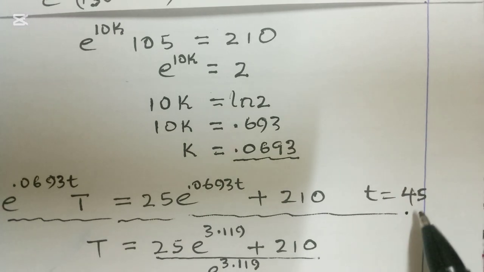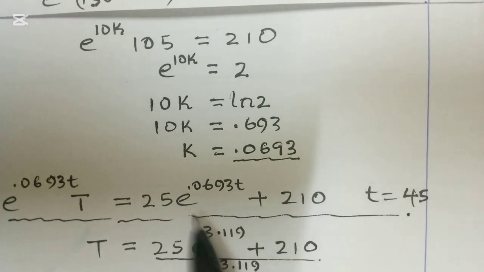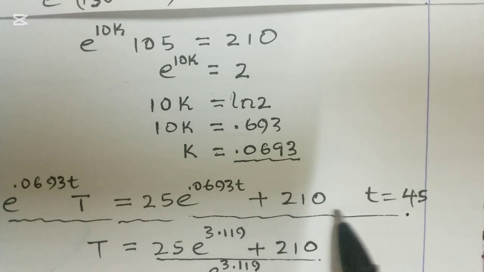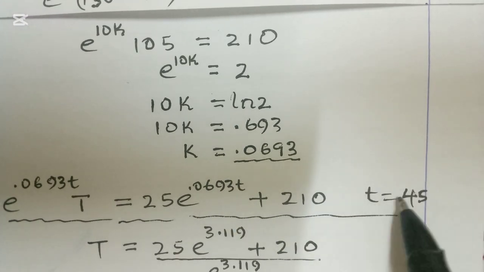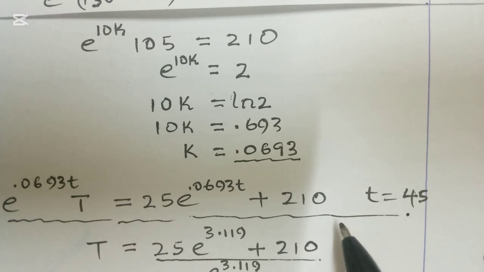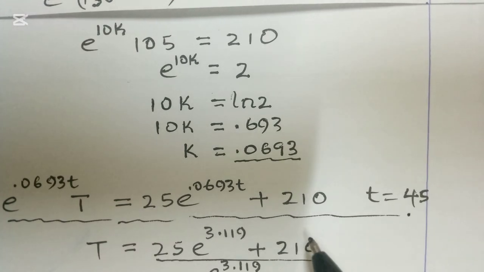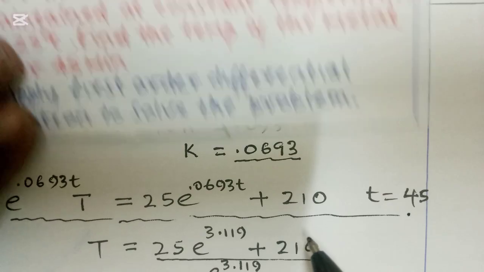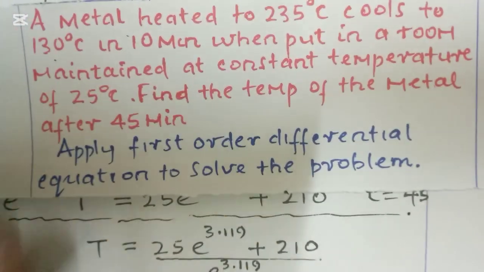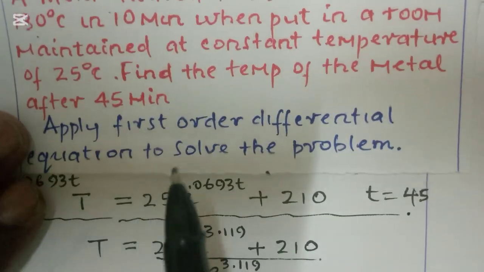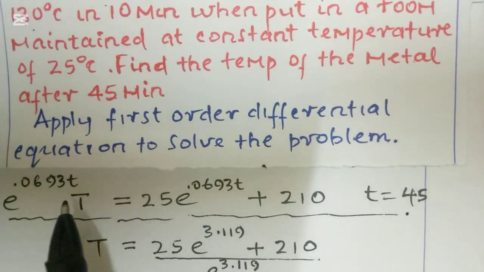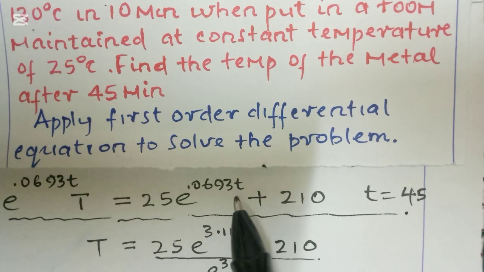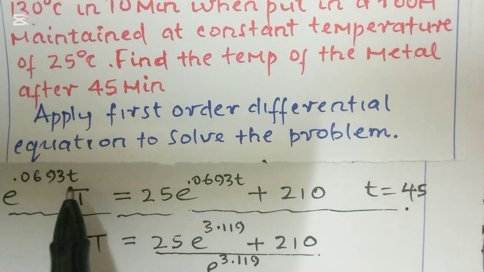Now all the constants have been solved. We've been able to find all the constants, that is the 210, which was c, and also the k. Now we apply our time here, because we are asked to find the temperature of the body after 45 minutes. That's why we have it here, guys. So we apply this equation, put the temperature as 45, and the time t as 45.